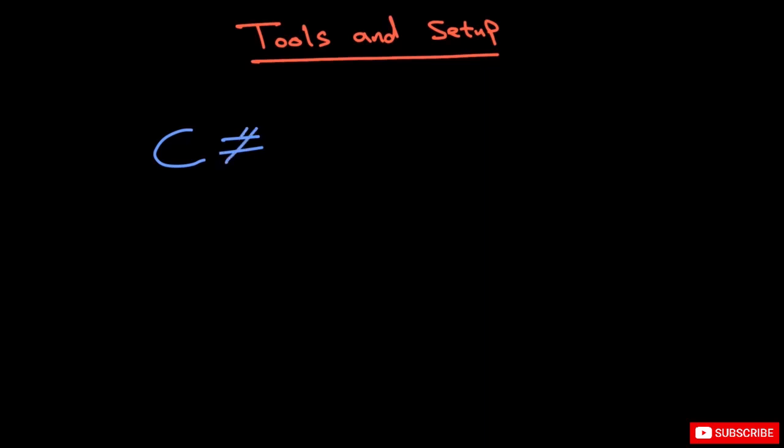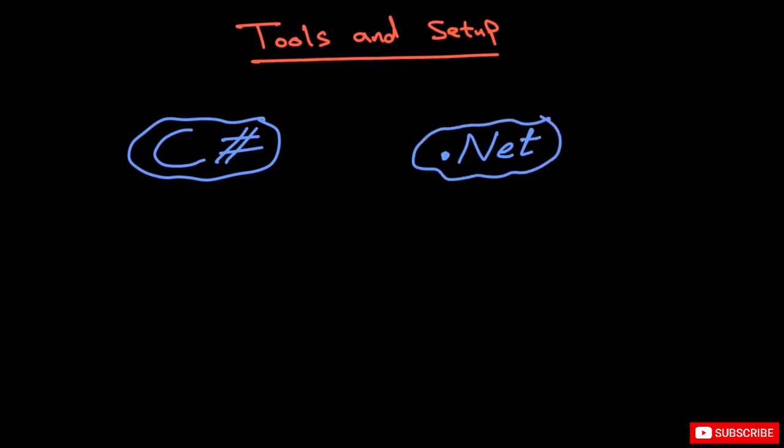In this lesson we will talk about the tools we need to code with the C# programming language. The first tool we need in this course is the C# language itself. We need to download and install it locally on our device. The second tool we need to download and install in this course is the .NET framework, because the C# programming language runs on the .NET framework.